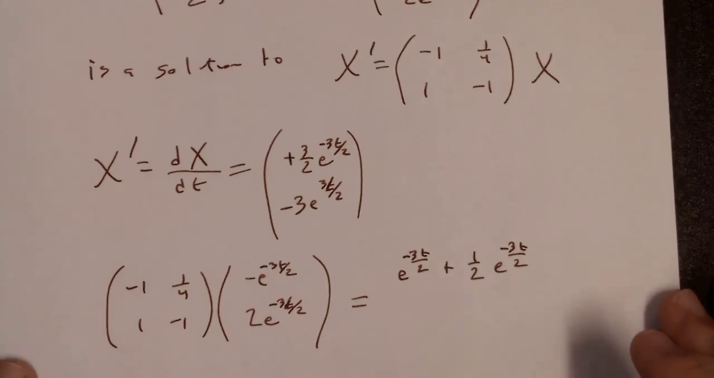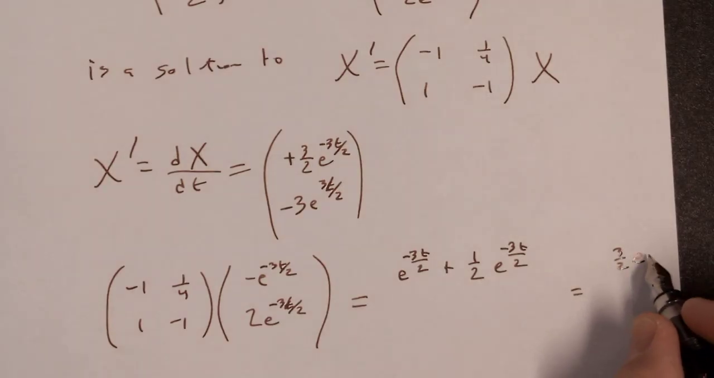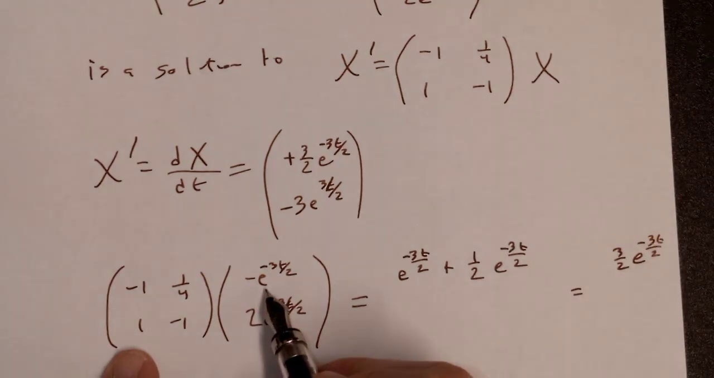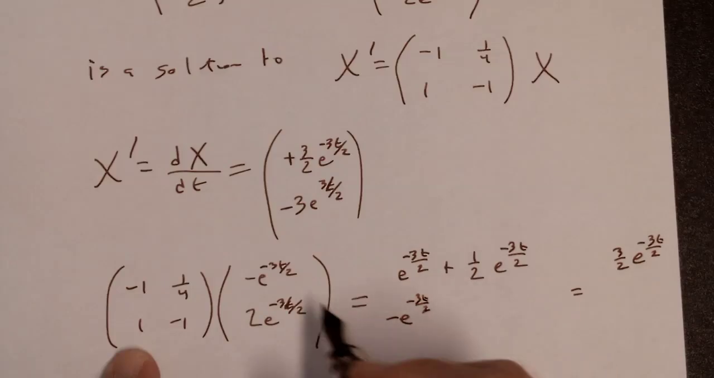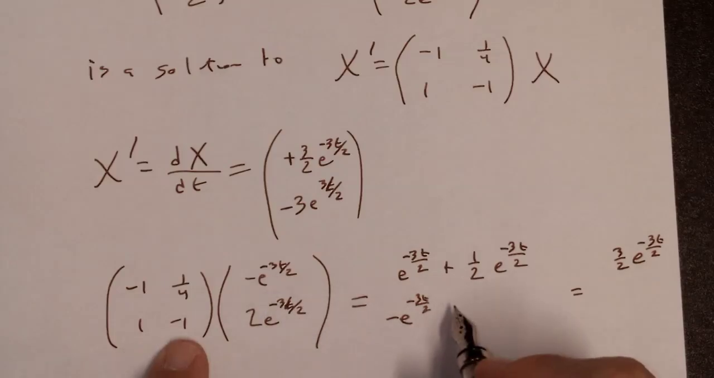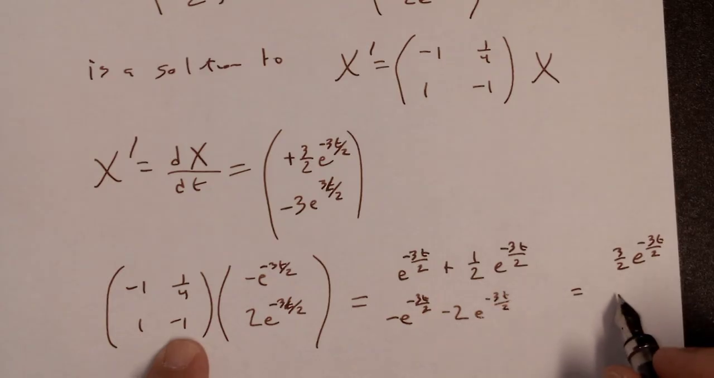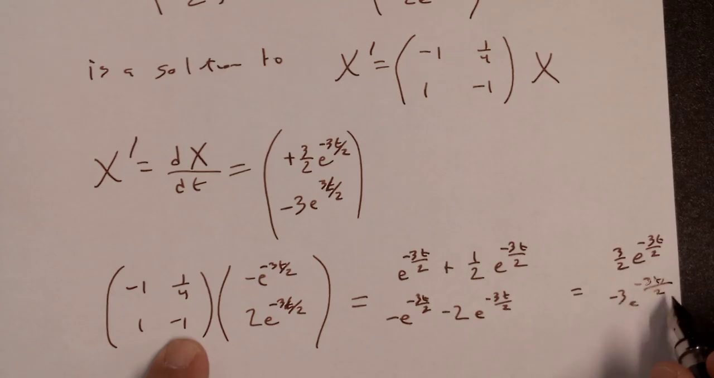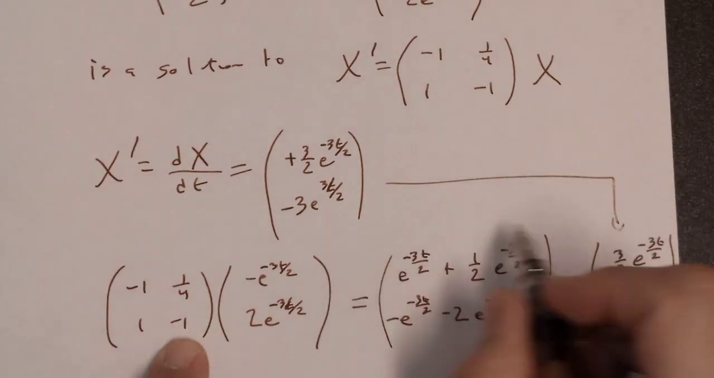Now, I do the same thing here on the bottom. And I get negative e to the negative 3t over 2. And then I get minus 2 more of them. And that gives me negative 3 e to the negative 3t over 2. And this matches.